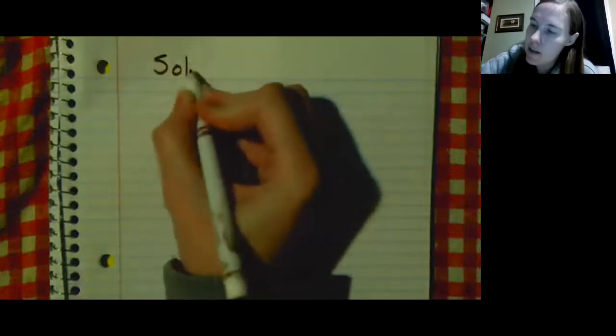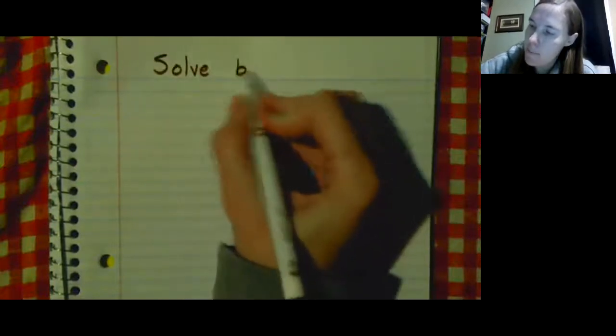Good morning. So what we're going to be doing today is solving by factoring. We're going to be talking about what we did last week on Friday and putting it all together.